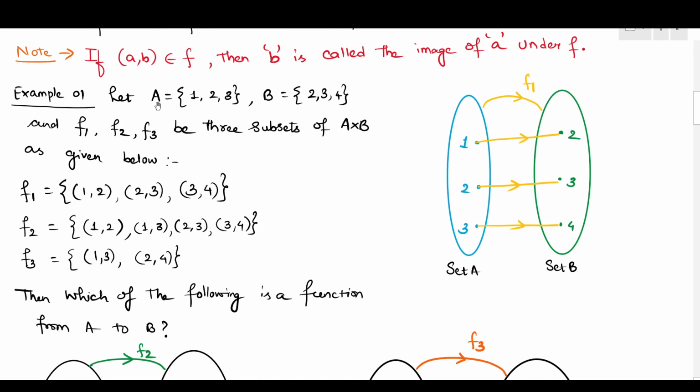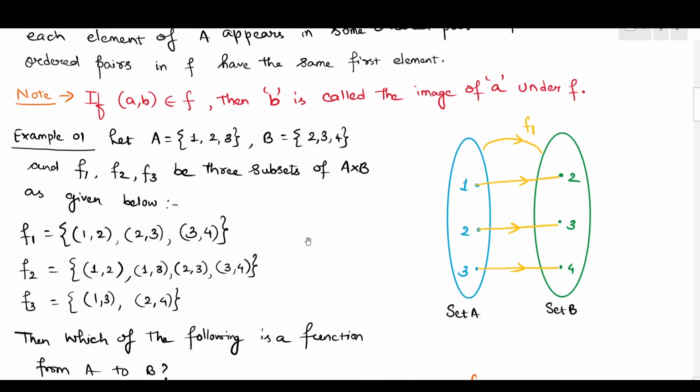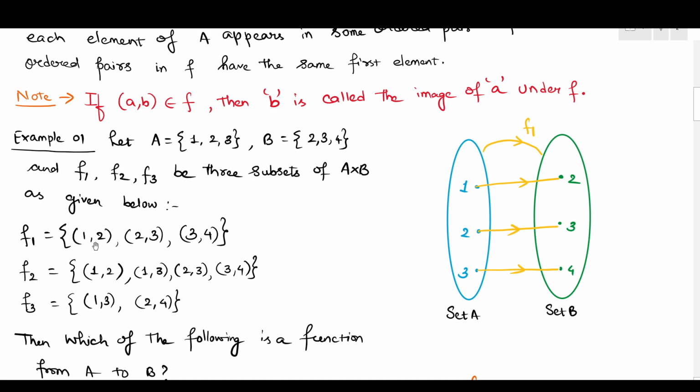Consider two sets. Let's say this is set A, which consists of 1, 2, 3, and set B, which contains 2, 3, and 4. And say F1, F2 and F3 be three subsets of A cross B which are defined below, right? See, in the first case, F1 is (1, 2) means 1 maps to 2, 2 maps to 3 and 3 maps to 4. Now clearly this F1 is a subset of A cross B.